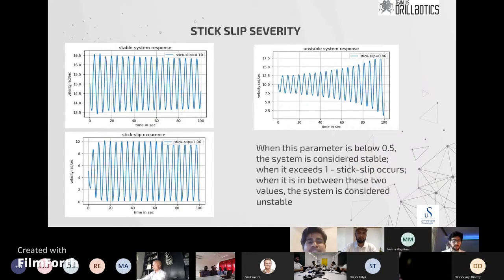Based on the stick slip severity, it has been divided into 3 regions. If the value is less than 0.5, the system is said to be in stable condition, which can be observed from figure 1. From figure 2, we can observe the system is getting into the dynamic region, which is a dynamically unstable condition. The stick slip value for this region is 0.5 to 1. If the value of stick slip severity is greater than 1, the system is said to be in stick slip motion.